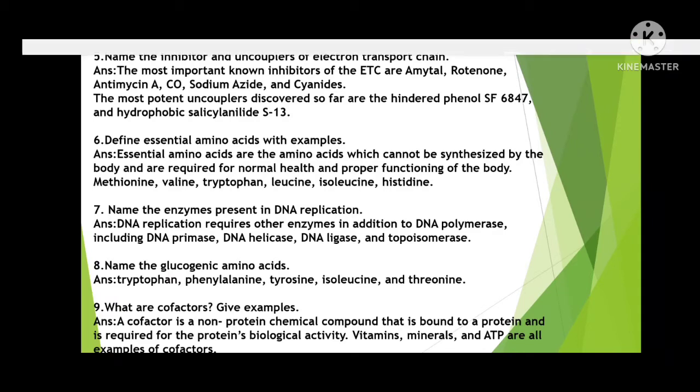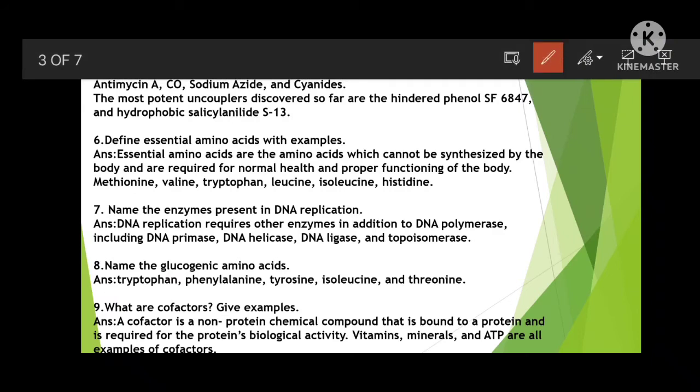Next, define essential amino acids. You know better. Essential means which are not synthesized in our human body, which cannot be synthesized by the body and are required for the normal health and proper functioning of the body. Examples are methionine, valine, tryptophan, leucine, isoleucine, histidine. These are the essential amino acids.